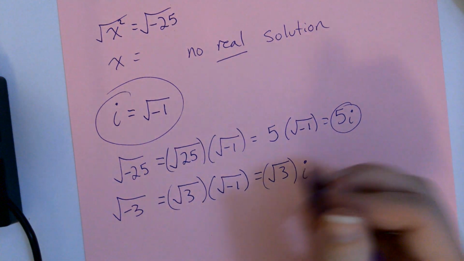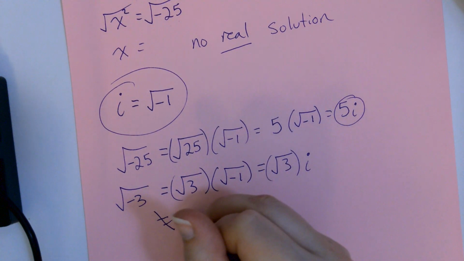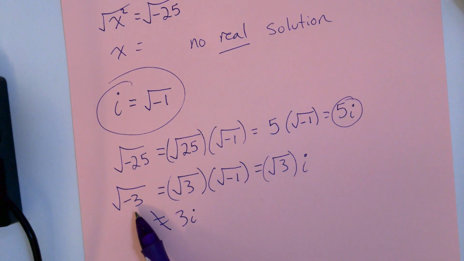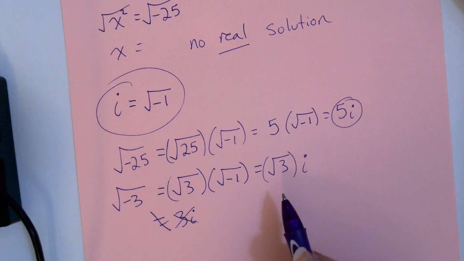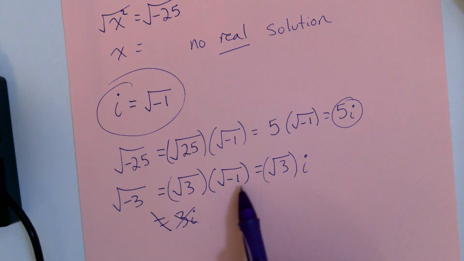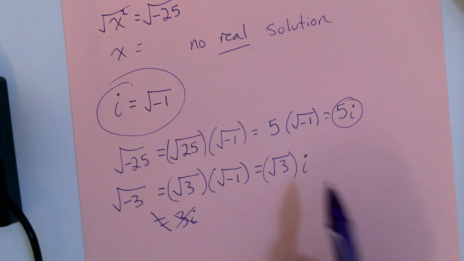Now be careful, because this is not equal to 3i. You might think that the square root of negative 3 is 3i. It's not. It's the square root of 3 times i. And that's because of the reason I just explained. When we split it up, we have the square root of 3 times the square root of negative 1. So we still have the square root over the 3 and then the i.